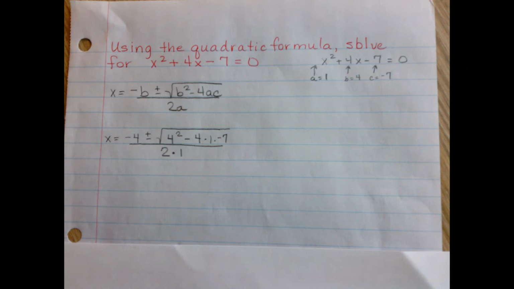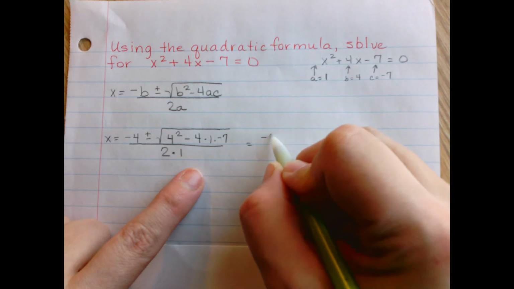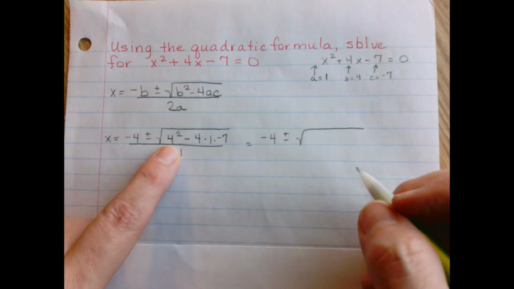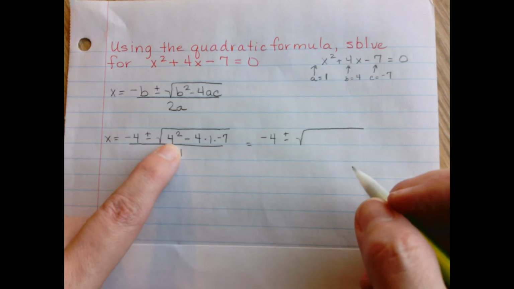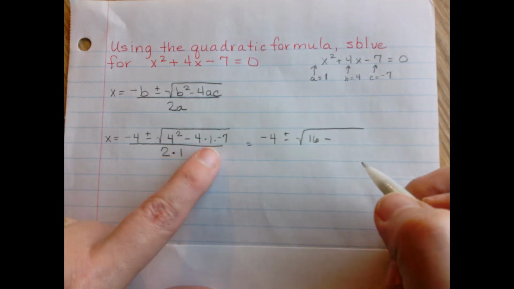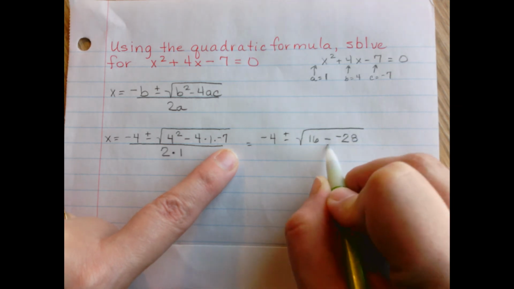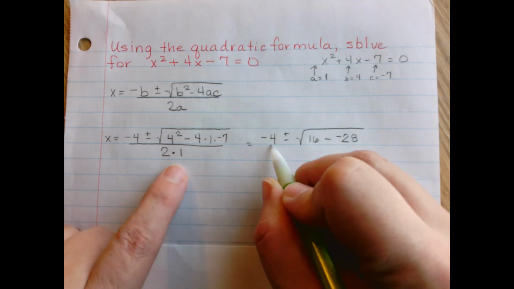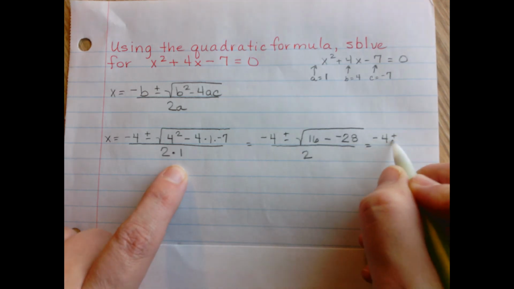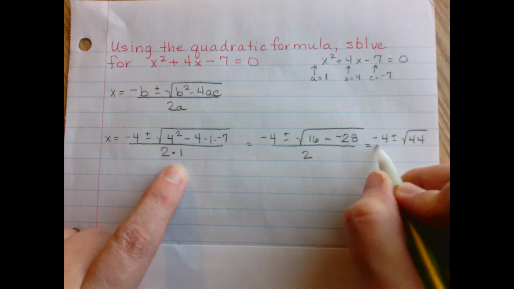Okay, now here comes the part that gets really fun because we need to simplify. I want you to work inside of the parentheses, inside of the square root, first. I want you to figure that 4 to the second means 4 times 4, that's 16, minus 4 times 1 is 4, times negative 7 is negative 28. So that's a minus negative, notice. And then divided by 2 times 1 is 2. So that becomes negative 4 plus or minus the square root of 44, divided by 2.